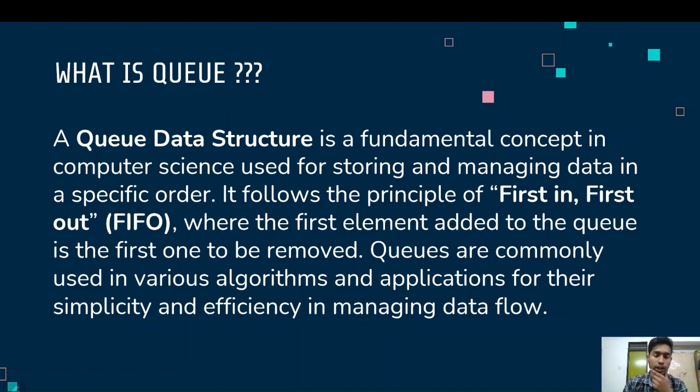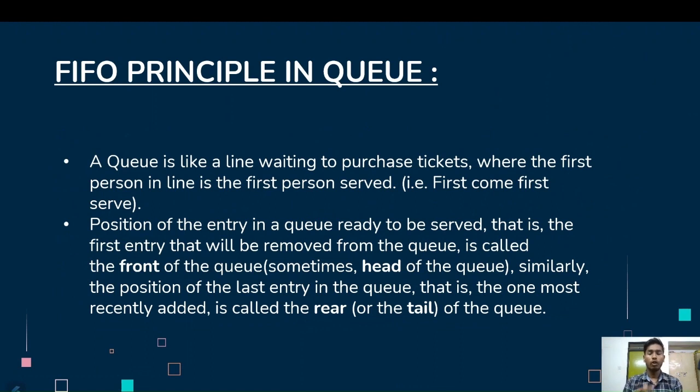As you can see written here, a queue is a fundamental concept in computer science used for storing data in a specific order. It follows the principle of first in, first out, where the first element added to the queue is the first one to be removed. Queues are commonly used in various algorithms and applications for their simplicity and efficiency in managing data flow. Now coming to the second slide, which talks about the FIFO principle in a queue.